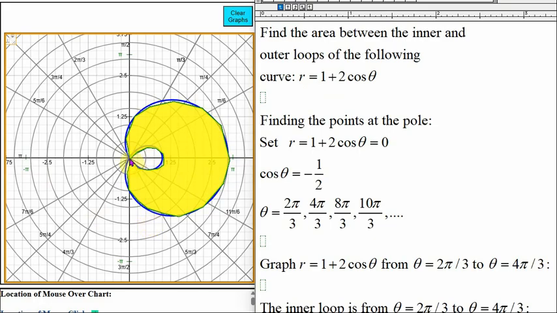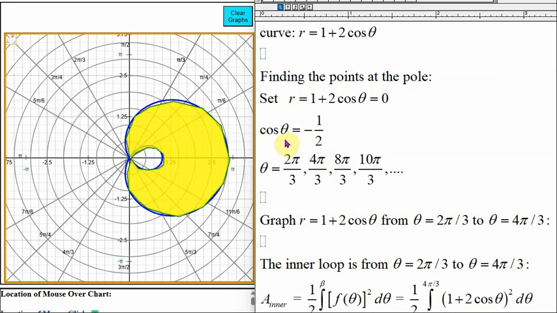And first, let's go ahead and find the points at the pole. To find the points at the pole, we can just set r equal to 1 plus 2 cosine of theta equal to 0, and then solve for theta. So from here, we get cosine of theta is equal to negative 1/2. And from trigonometry, we know that cosine of 2 pi over 3 is negative 1/2, cosine of 4 pi over 3 is negative 1/2, cosine of 8 pi over 3 is negative 1/2, and so on.